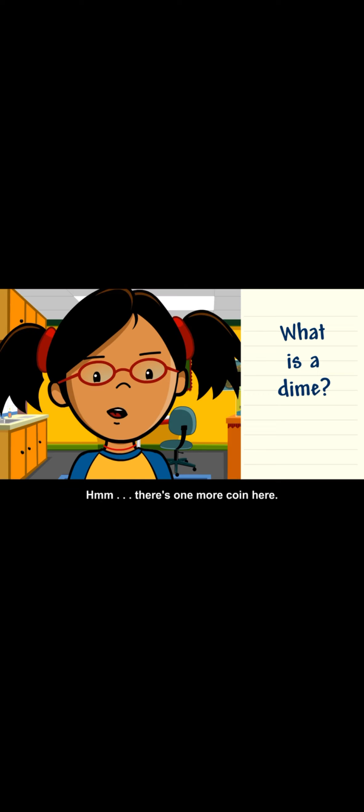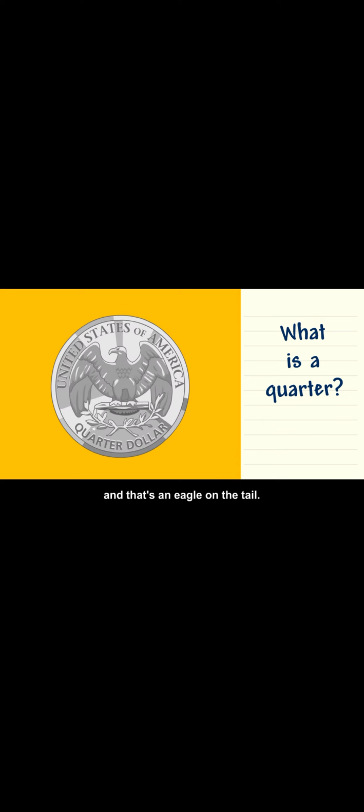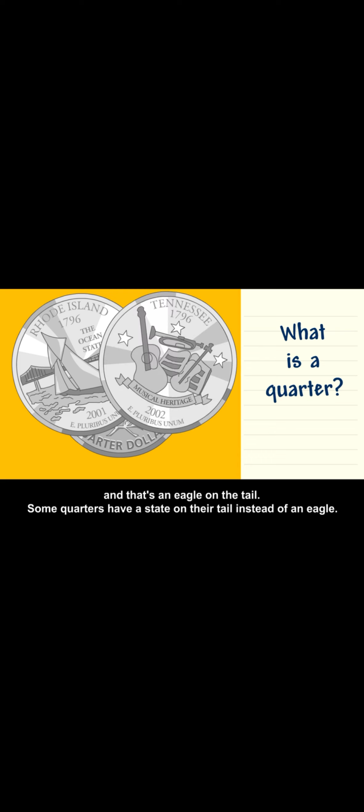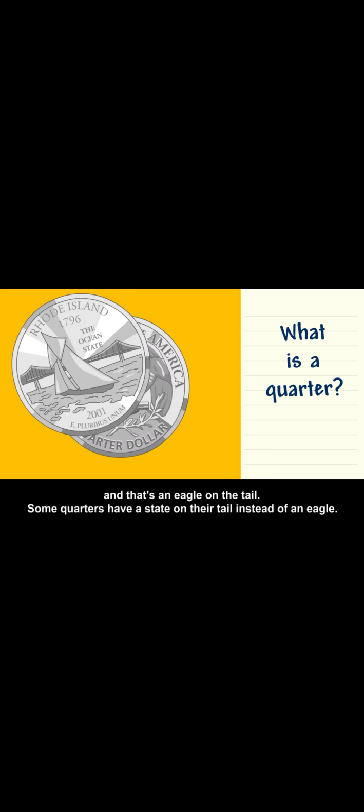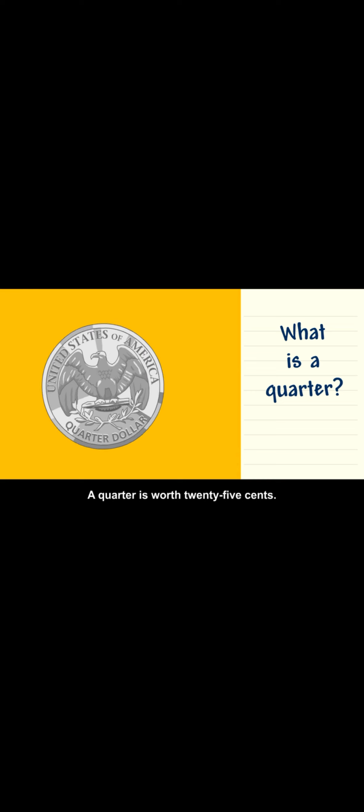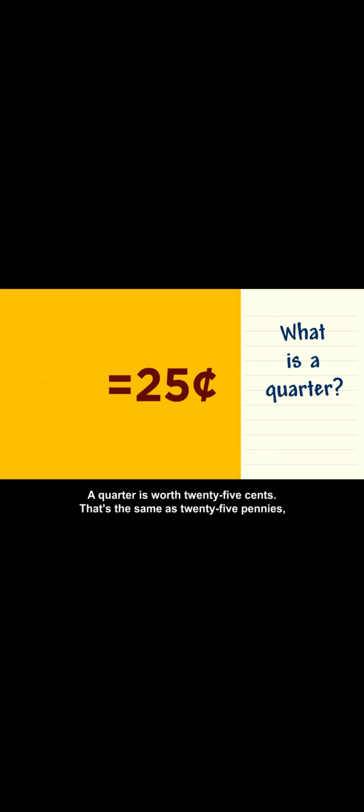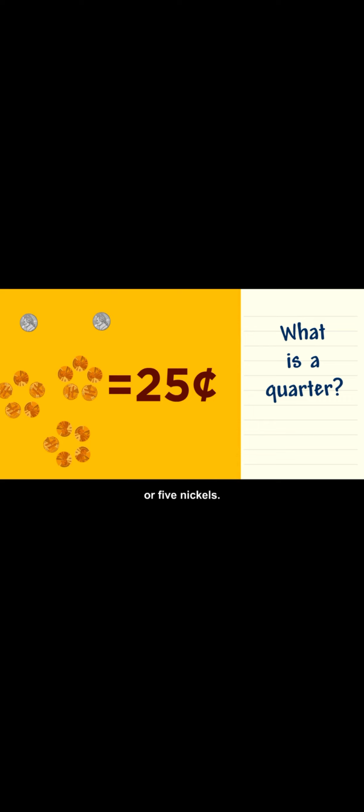There's 1 more coin here. What is a quarter? Well, this is a quarter, 'cause there's George Washington on the head, and that's an eagle on the tail. Some quarters have a state on their tail instead of an eagle. A quarter is worth 25 cents. That's the same as 25 pennies. Or 5 nickels.